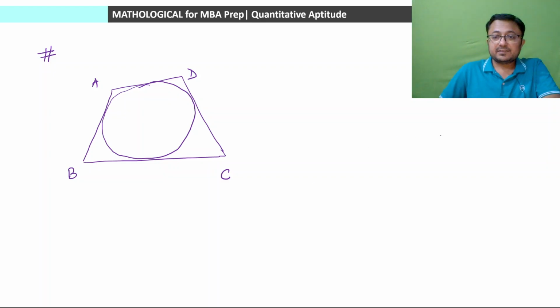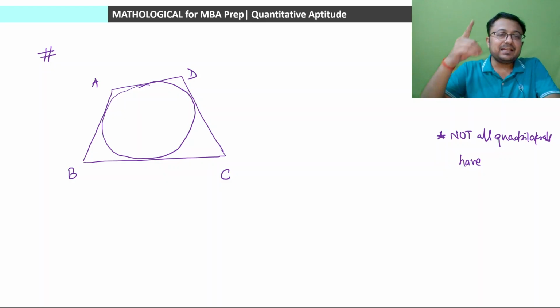Now first important part is that not all quadrilaterals have incircles. Like we saw in triangles, every triangle has an incircle and every triangle has a circumcircle. So for any 3 points which are not collinear, we will always have an incircle as well as a circumcircle. So for a triangle we will always have a circumcircle as well as an incircle, but this is not true for quadrilaterals. So not all quadrilaterals have incircles. Okay. So this theorem applies only to those quadrilaterals which have incircles.